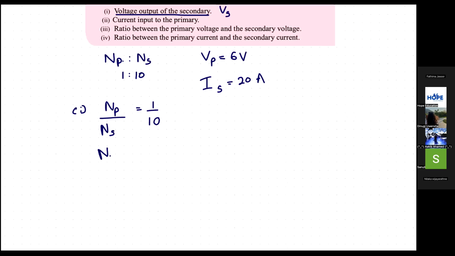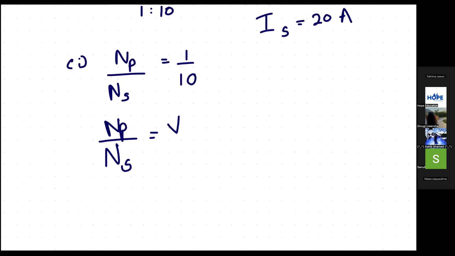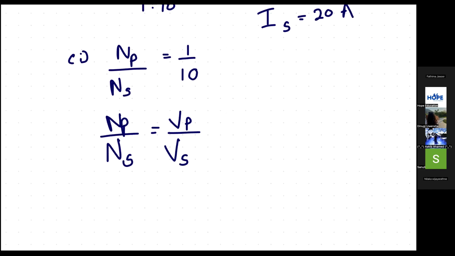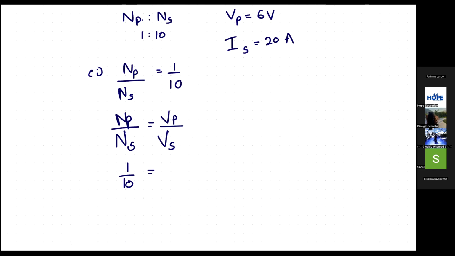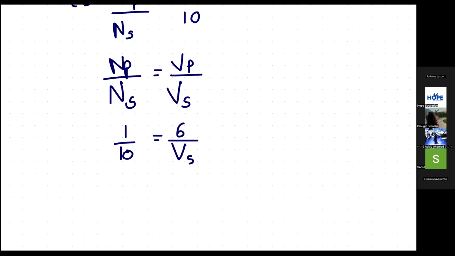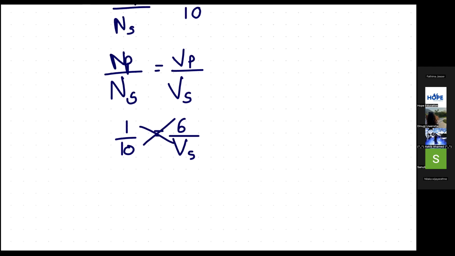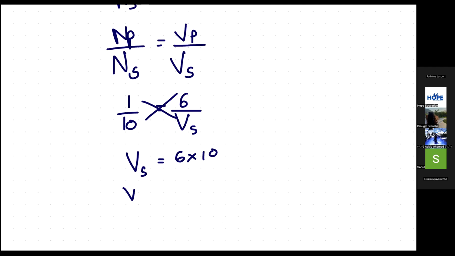NP over NS equals VP over VS. The NP over NS, let's take it as 1/10. So 1/10 equals VP, which is given as 6 volt. Let me put 6 without the unit. VS is what we have to find. So let's do a cross multiplication. 1 multiplied by VS is VS. 6 multiplied by 10. VS is 60 volts. Give me a thumbs up if you got this.